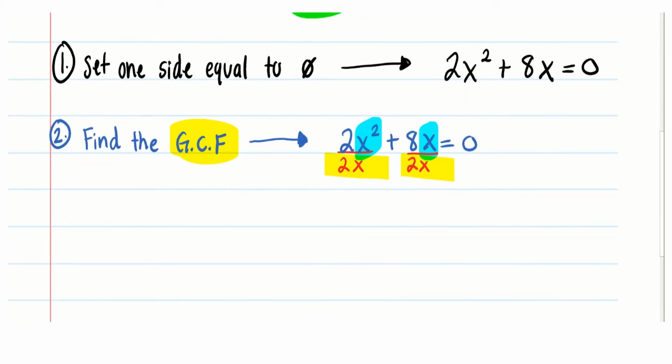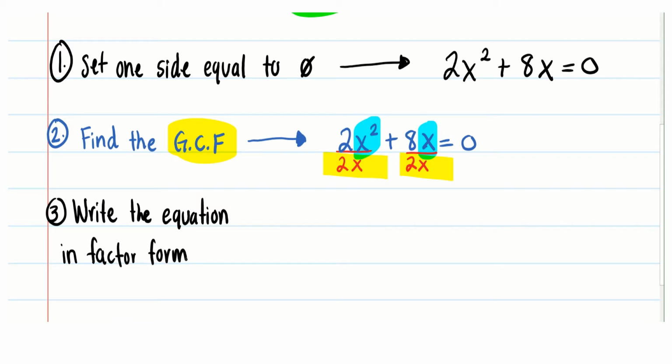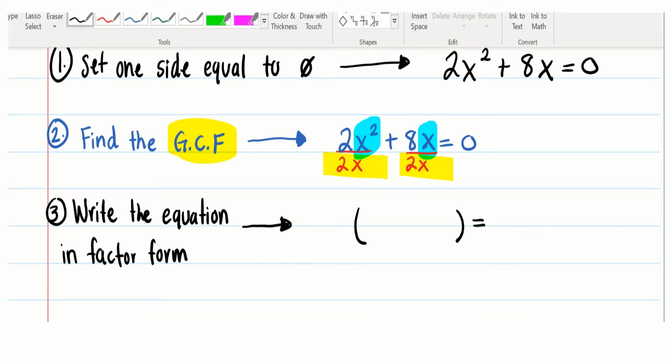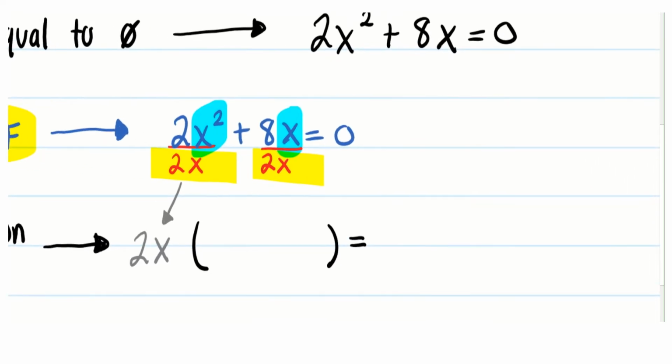Let's jump into the third step, which is writing your equation in factor form so that we can use the zero product property. And it's fairly simple to put it in factor form once you've found the G.C.F. So factor form means that you're multiplying items. So because we're going to be multiplying, factor form is set up like this here. So we're going to have parentheses equals 0. And the outside factor is going to be the G.C.F., which is 2x.